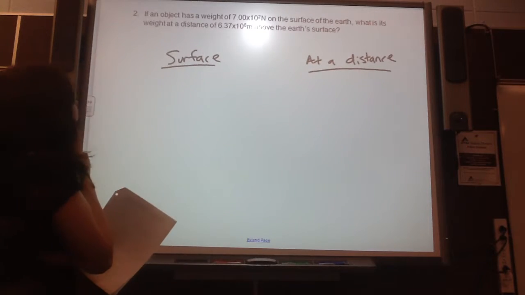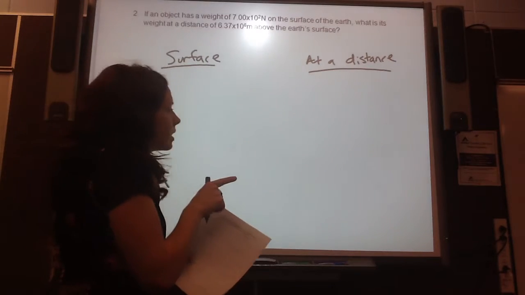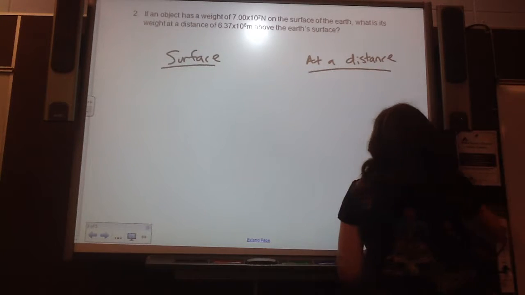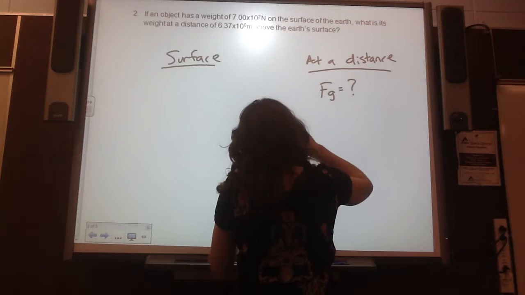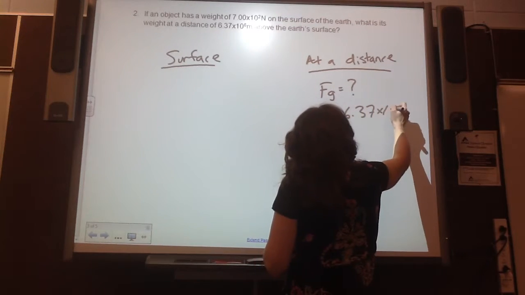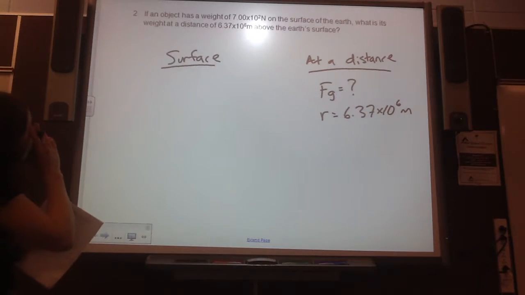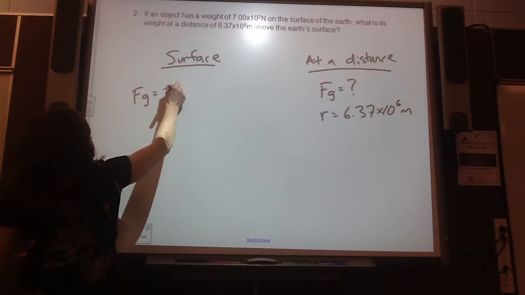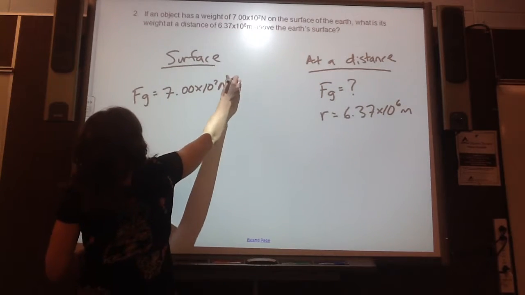So it says that I'm looking for its weight at a distance. So weight, that's Fg, right? Fg is weight. So I'm looking for Fg at a distance. And the distance it tells me is, my r is 6.37 times 10 to the 6 meters. Okay, so I'm just organizing everything I know. And then at surface, it tells me that I have a weight of 7.0 times 10 to the 2 newtons.